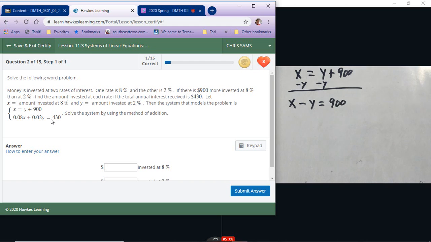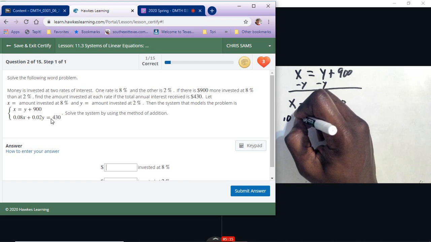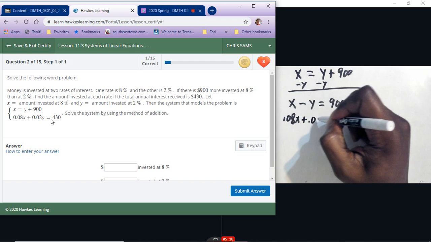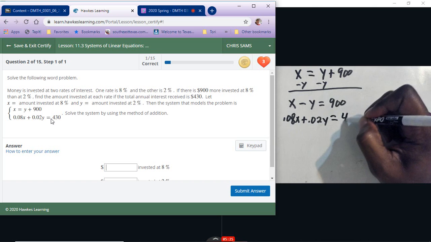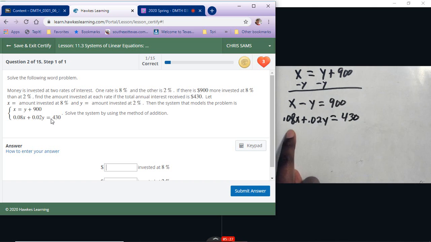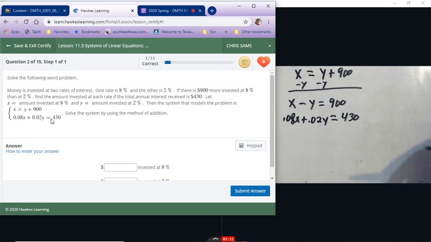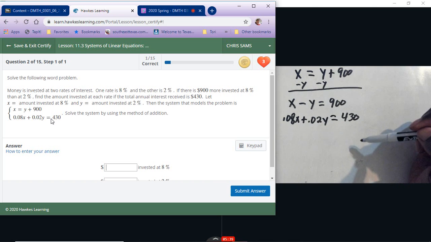Okay, now I have everything lined up, and I'm going to write the other equation below it, which is 0.08x plus 0.02y equals 430. Okay, so now you notice everything is lined up. X is lined up, y is lined up, the equal sign, and then the number. So this is kind of what I was mentioning in the intro or the overview. Make sure everything is vertically aligned. When it's not like this, that will cause you problems.